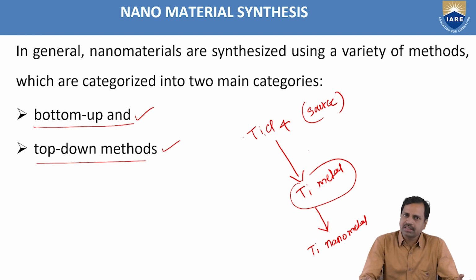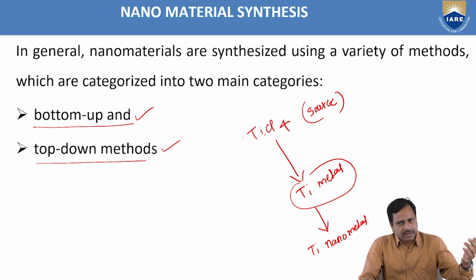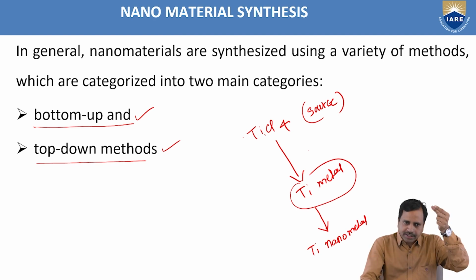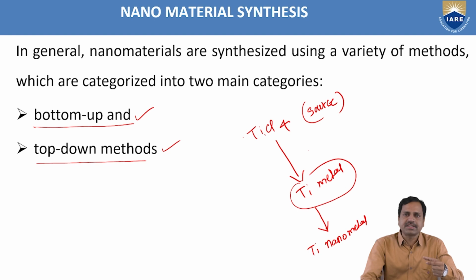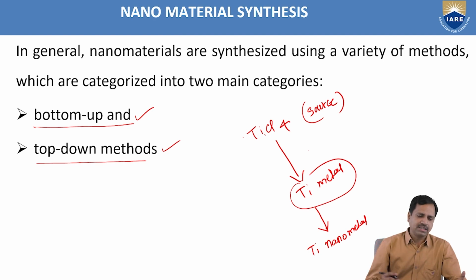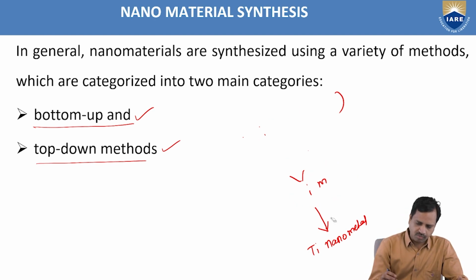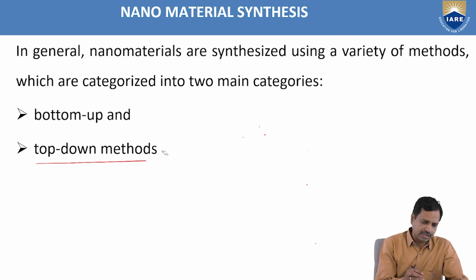So why is it called a top down method? We'll take the bulk material and convert that bulk material into nanoform. That means we are bringing down the size of the material from top to bottom, top to down. So that's why it is called the top down method. I hope everybody understands why the names top down and bottom up approach have been given.